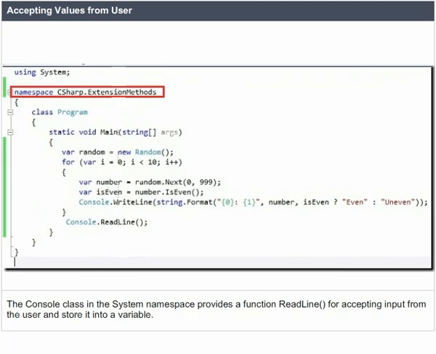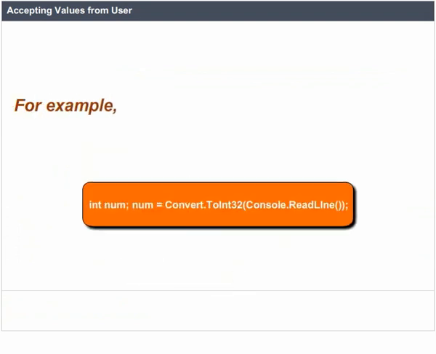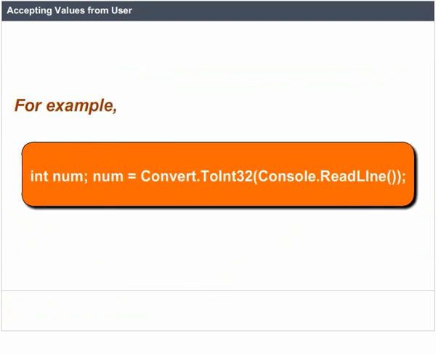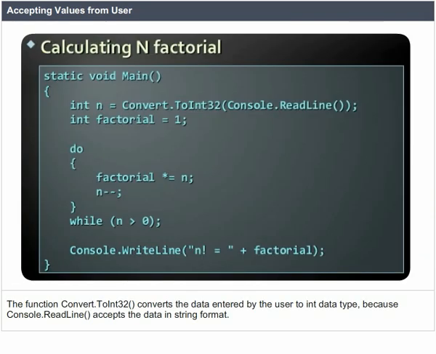Accepting values from the user. The Console class in the System namespace provides a function ReadLine for accepting input from the user and storing it into a variable. An example is shown on screen. The function Convert.ToInt32 converts the data entered by the user to int data type because Console.ReadLine accepts the data in string format.